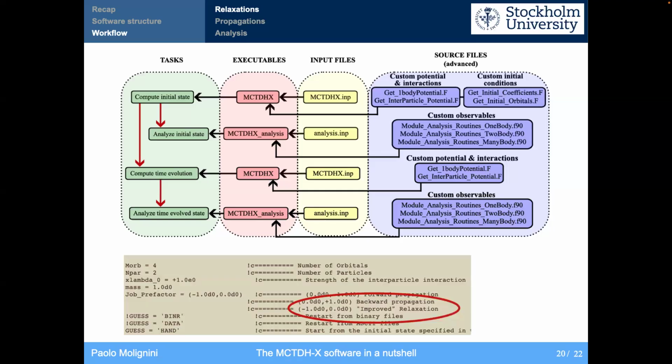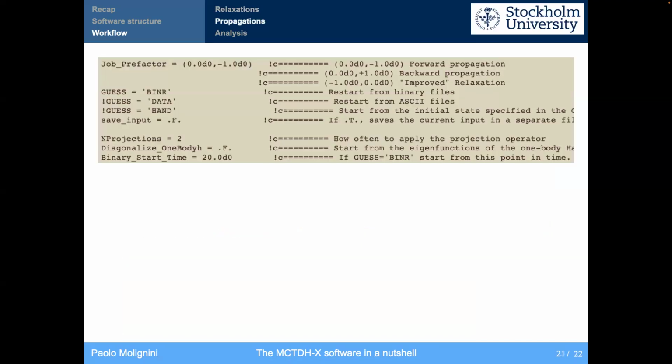So for the relaxation, it's important to remember that you need to change this job prefactor to -1.0. This is the improved relaxation. For propagation, so time evolutions, dynamics, there are 3 things that you need to take into account for the initial part of the code. You need to change the job prefactor to forward propagation. You need to change the guess from hand to binary or to data, so to use the state that you have relaxed to. If you use hand, it would just start from a random initial state, from that random noise. So it would just propagate noise.